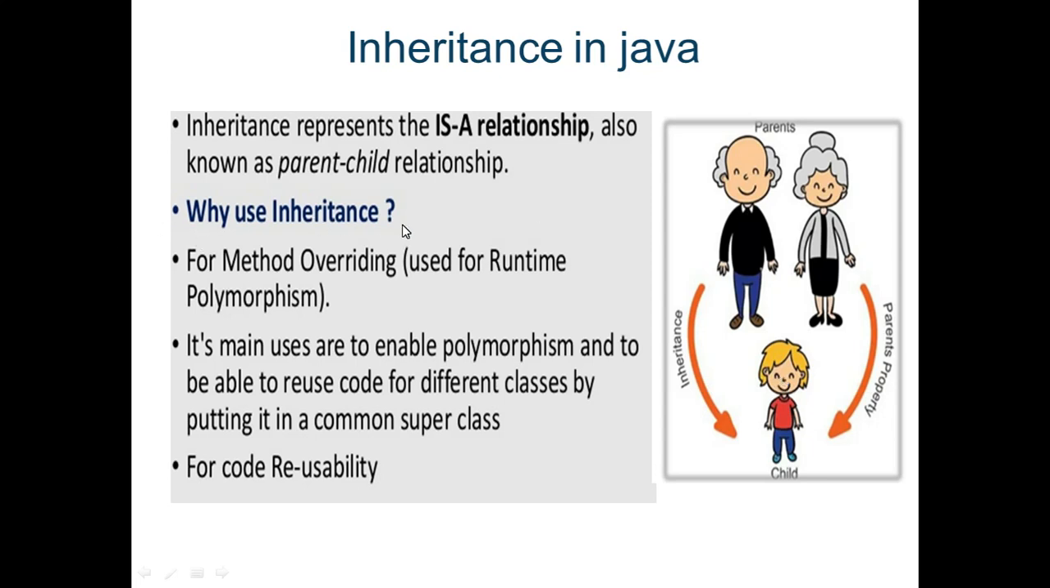So why use inheritance? For method overriding. This is one very important feature of object-oriented programming, that is method overriding. When we use runtime polymorphism, it is called method overriding. We'll see this afterward, but for method overriding we are going to use inheritance. Its main uses are to enable polymorphism and to reuse code for different classes by putting it in a common superclass. And one more advantage or use is code reusability.